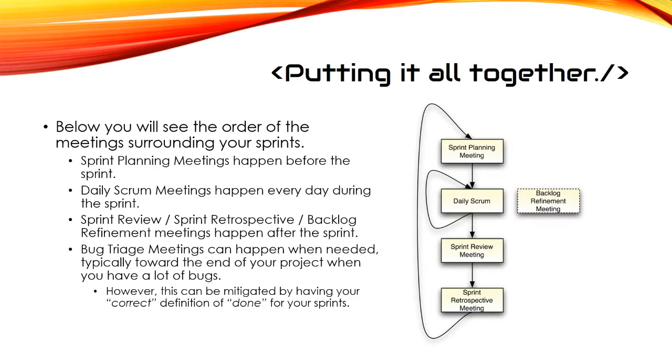So I want to talk a little bit about the diagram to my right. We have our sprint planning meeting first, before we start the sprint. During the sprint, we have our daily Scrum, which happens every day. At the end of the sprint, we have a sprint review meeting, which is basically telling your product owner what you built and getting their feedback and making sure that the work items are actually done. Then you have a sprint retrospective meeting to talk about what went well, what needs to be improved, and whatever else the team wants to talk about to make the sprint better for next time.